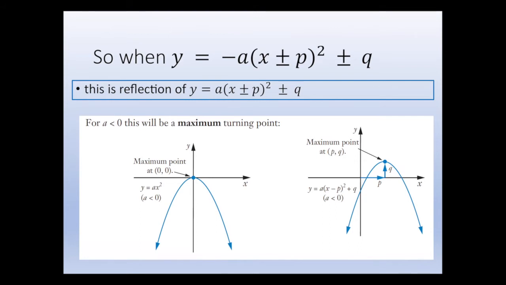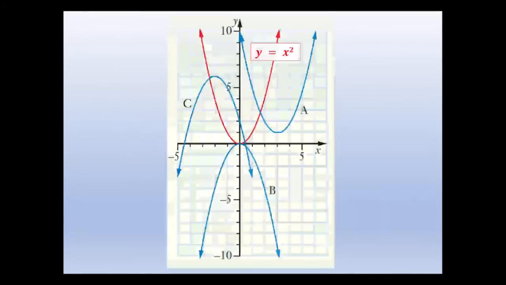So, a summary of when y equals minus a, x plus or minus p squared plus or minus q. So this is a reflection, like I say. And in this case, we will have a maximum turning point, no longer a minimum turning point. The rest is all the same. P and q, the movement is basically exactly what I described before. So I'm not going to go further into that.